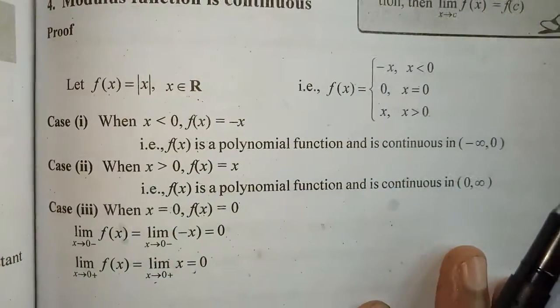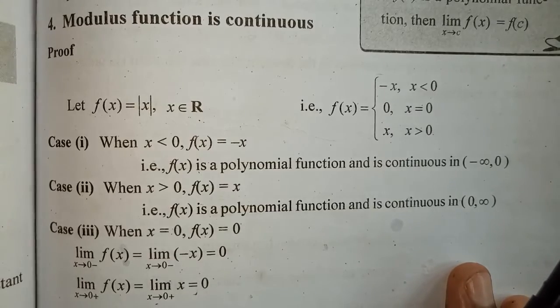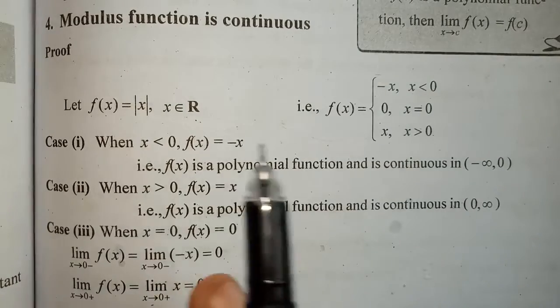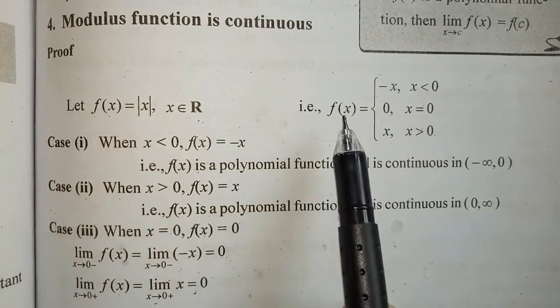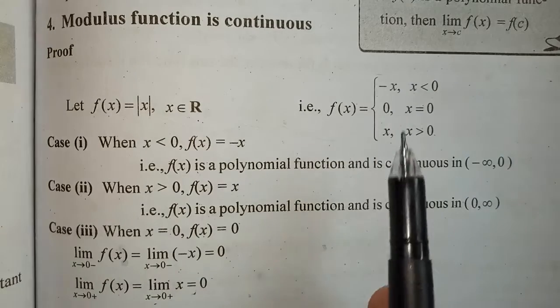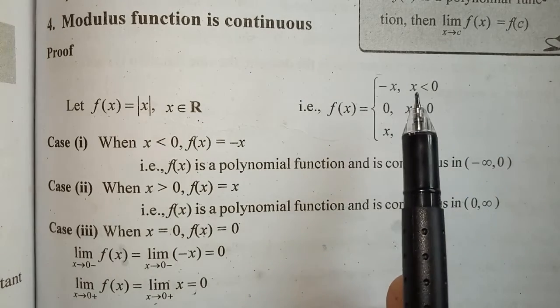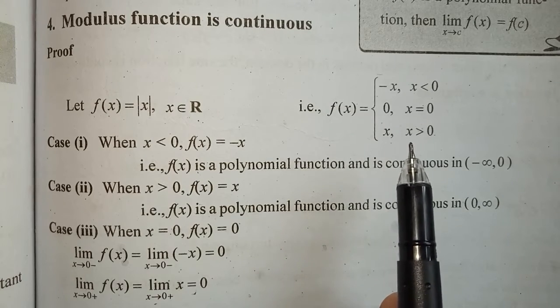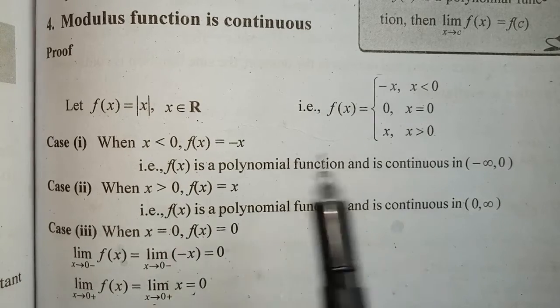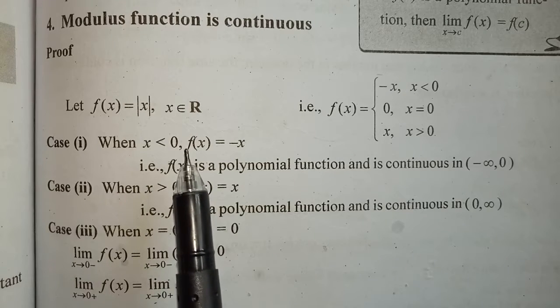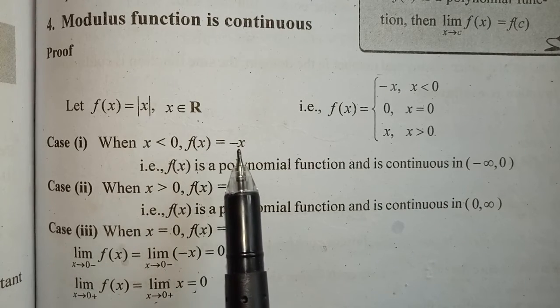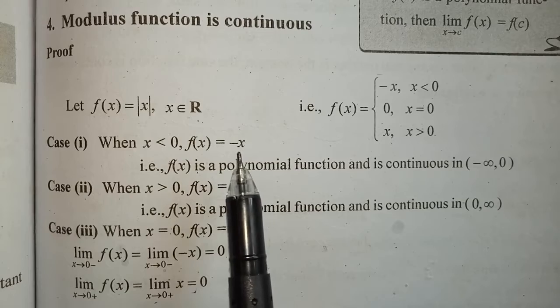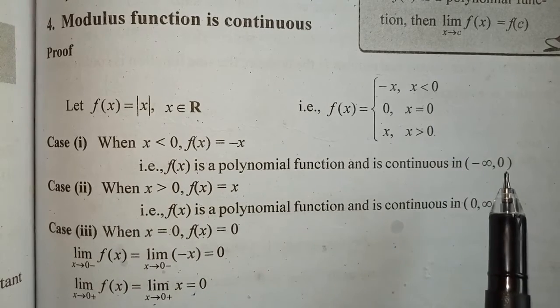The next function, children, is the modulus function. Let's check what happens to the modulus function. Now f of x equal to mod x; we have discussed it in lesson number 2. F of x is minus x if x is less than 0, it is 0 if x is 0, and it is x if x is greater than 0. Now when x is less than 0, children, what happens? Your f of x equals minus x. So this is a polynomial function, so it is continuous from minus infinity to 0.